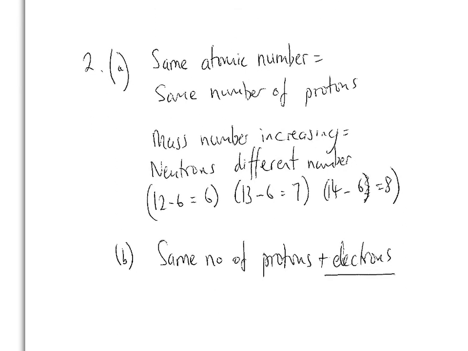So the next question is about one similarity and one difference between those carbon isotopes. They have the same atomic number, therefore the same number of protons. The next question asks about a difference. It's about the fact that there's a different number of neutrons in each of those isotopes, and I've listed how many neutrons they have. Take their mass number, take their proton number, gives their neutron number.